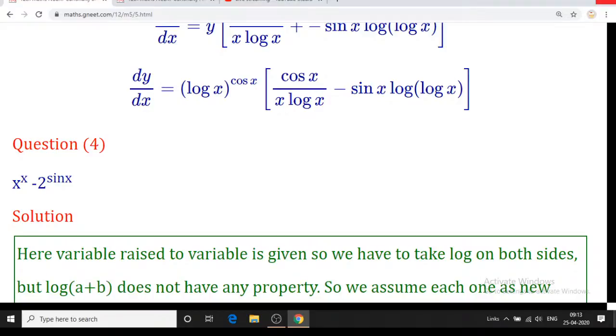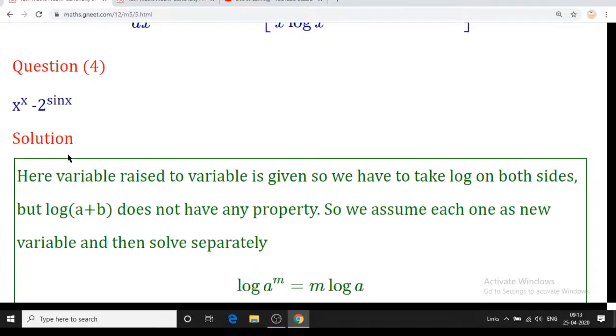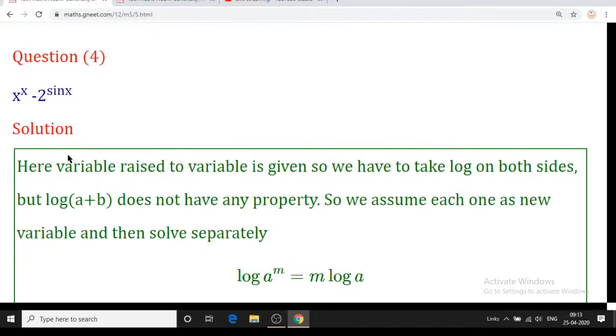Now we'll discuss question number 4. Here it was a variable raised to a variable, but this had a direct formula. But the problem is that though it's a variable raised to a variable, we cannot take log directly on both sides, because here is a minus or plus sign. Always remember, log of a plus b is not log a plus log b, or a minus log b, and so we cannot go for direct log.